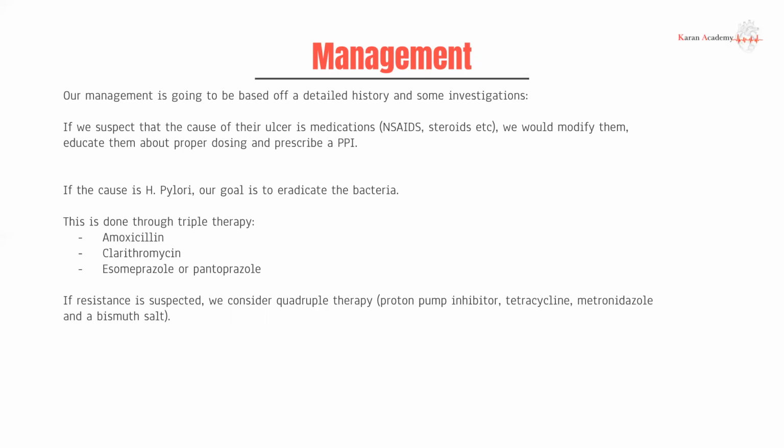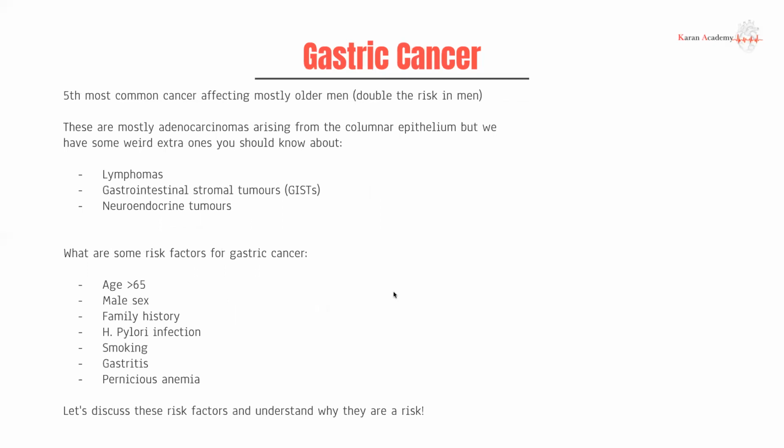If we try this for a few weeks or a month and we repeat the urea breath test or the antigen test and we don't notice a change, we might consider resistance to the antibiotics we've given, and therefore consider quadruple therapy, which is again a PPI, but now two antibiotics and a bismuth salt, which increases the efficacy and prevents resistance. Now let's talk about gastric ulcers.